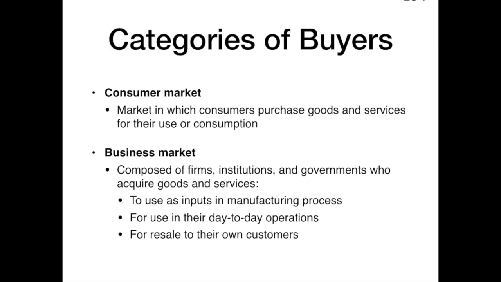On the other hand, a business market is composed of firms, institutions, and governments who acquire goods and services. And the reason to acquire these goods and services are usually for the next three reasons. They use them as inputs in their manufacturing processes in order to develop and make their own products. If you think about a car, all of the products that go into making that car have to be purchased from someone as a supplier.